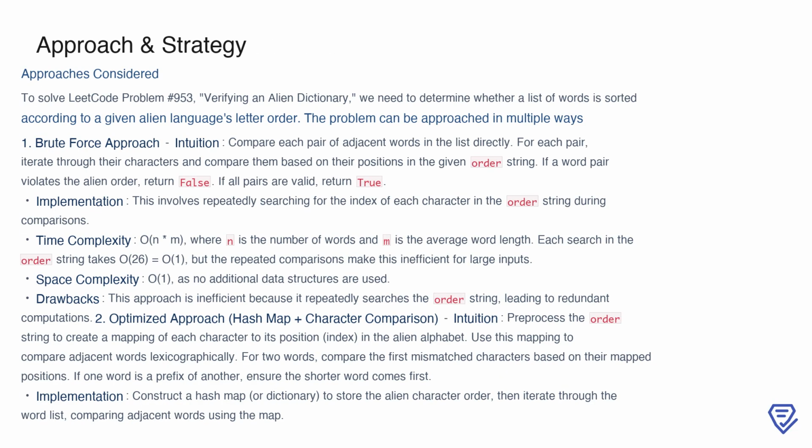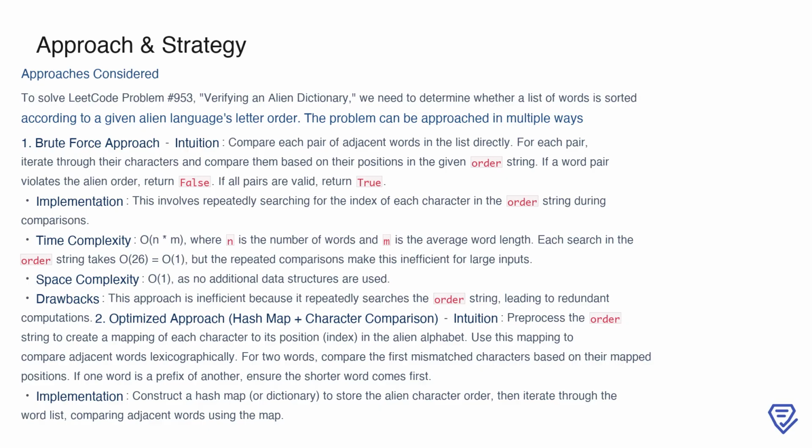To solve the problem of verifying whether a list of words is sorted according to an alien dictionary order, we considered a few approaches. The first is the brute force approach. Here, the idea is to directly compare each pair of adjacent words. For every character in these words, we determine their positions in the given alien alphabet and check for violations of the order. If any pair is not in the correct order, we return false. While this method works, it is inefficient due to the repeated searches for character positions within the order string. This makes it computationally expensive for large inputs.